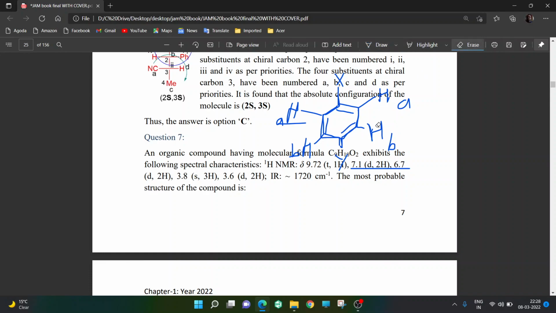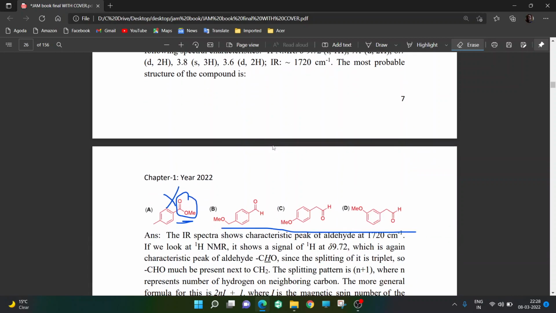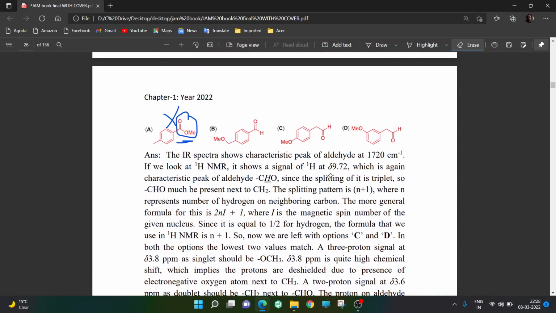So very clearly it should be a para disubstituted molecule. Let us look at which are the para disubstituted molecules. There are two para disubstituted molecules, one is B and one is C. We can neglect D. Now between B and C we have to find out.